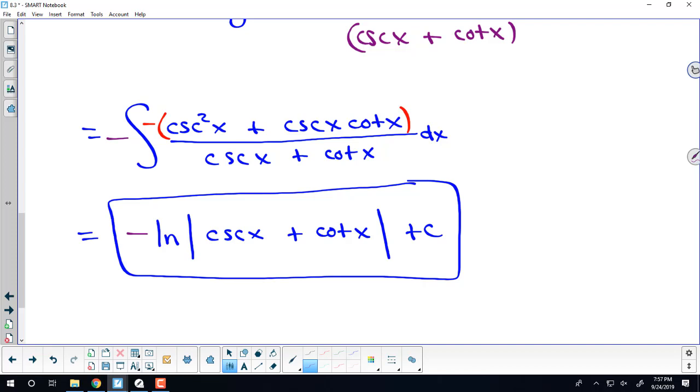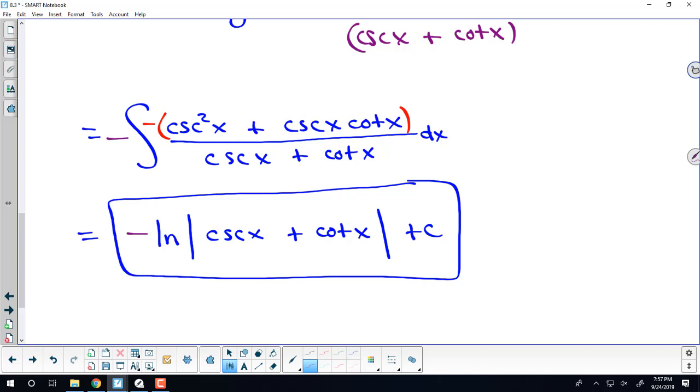Again, don't necessarily have to remember the process. Just remember that the antiderivative of cosecant is negative ln cosecant plus cotangent. All right. Do y'all have any questions on those?